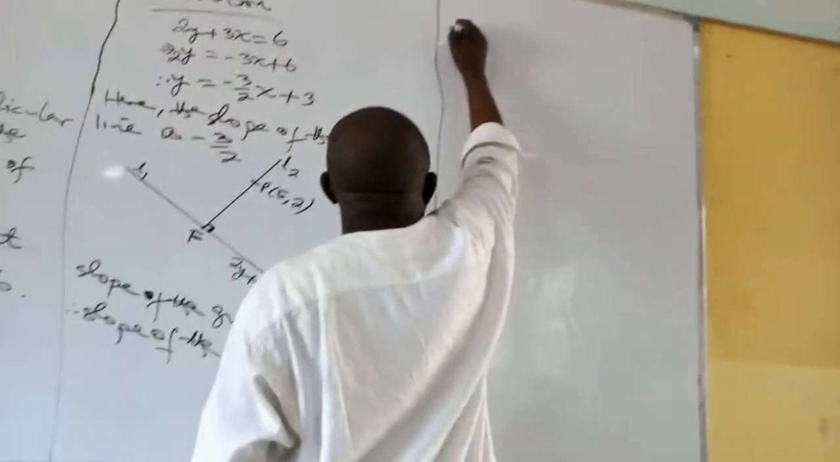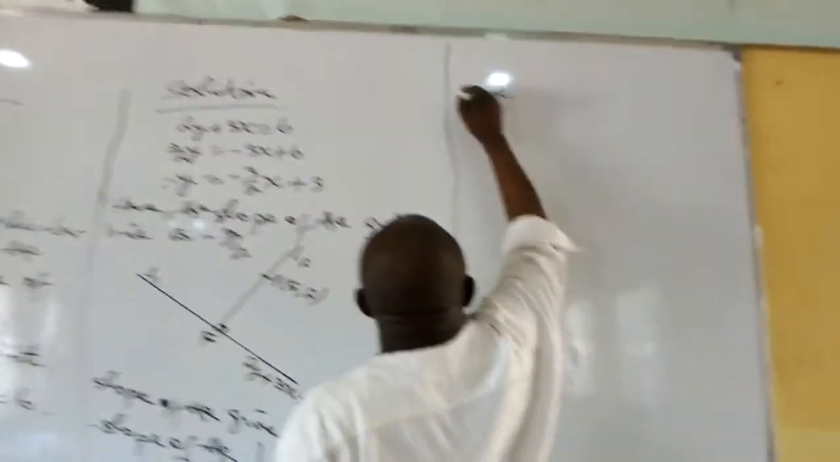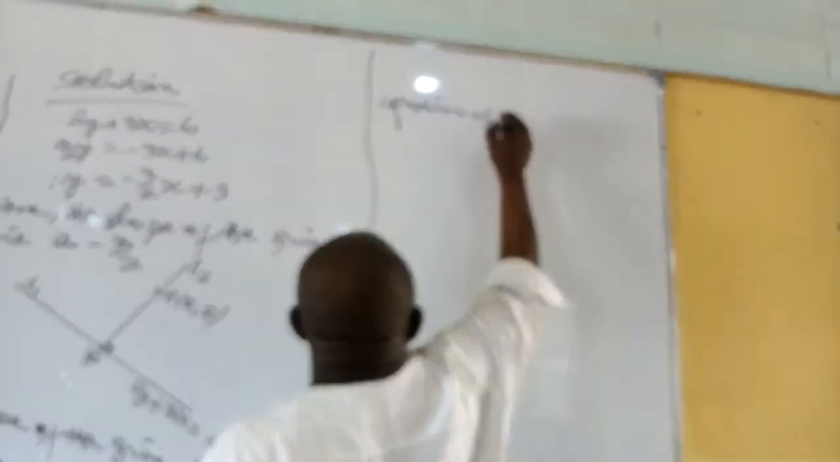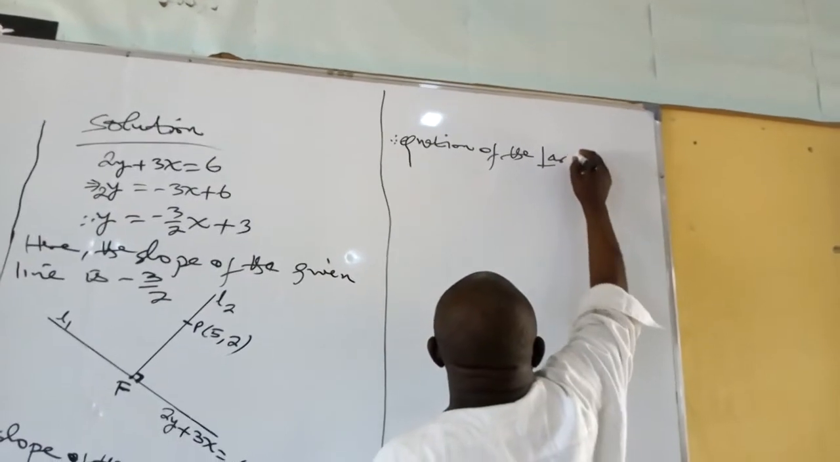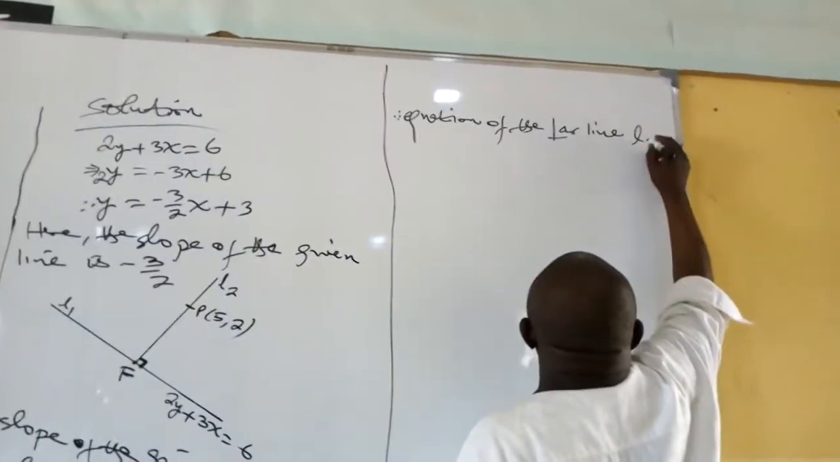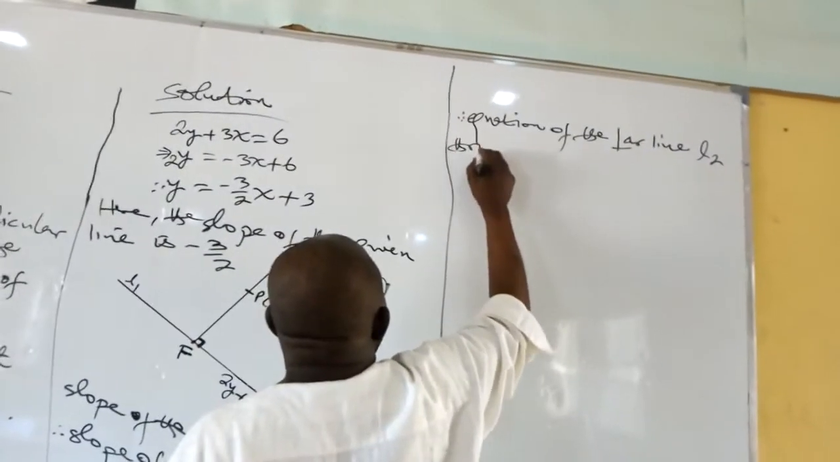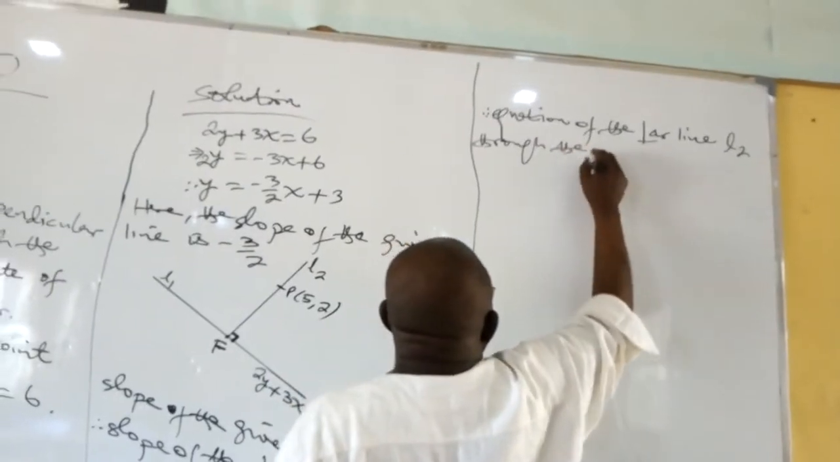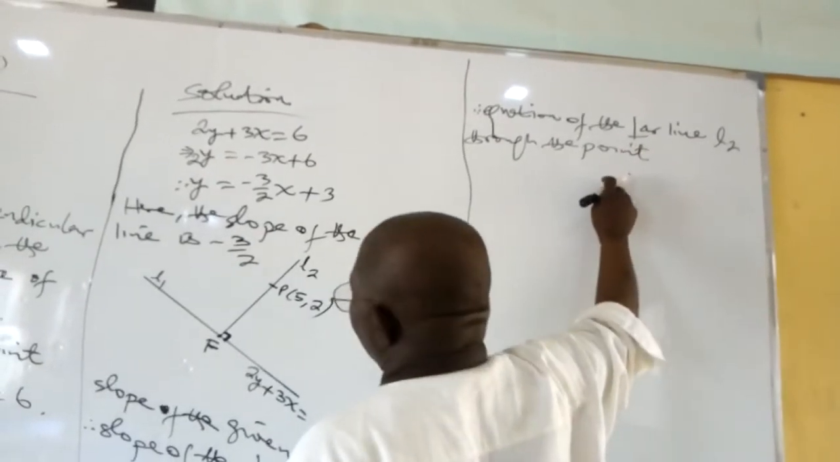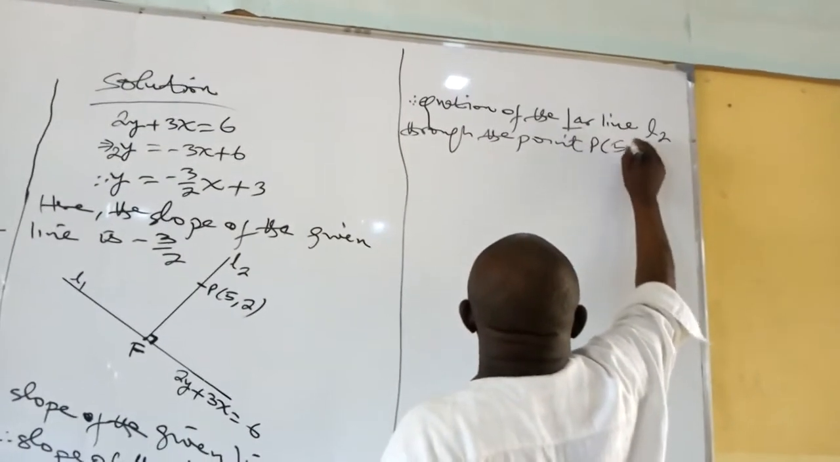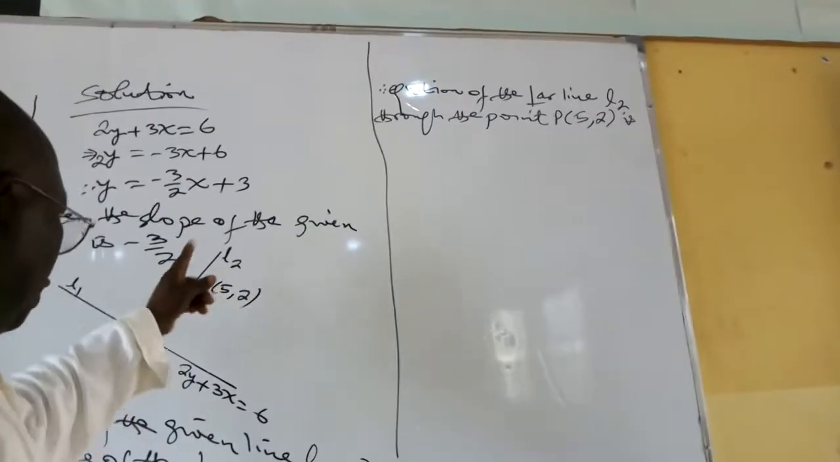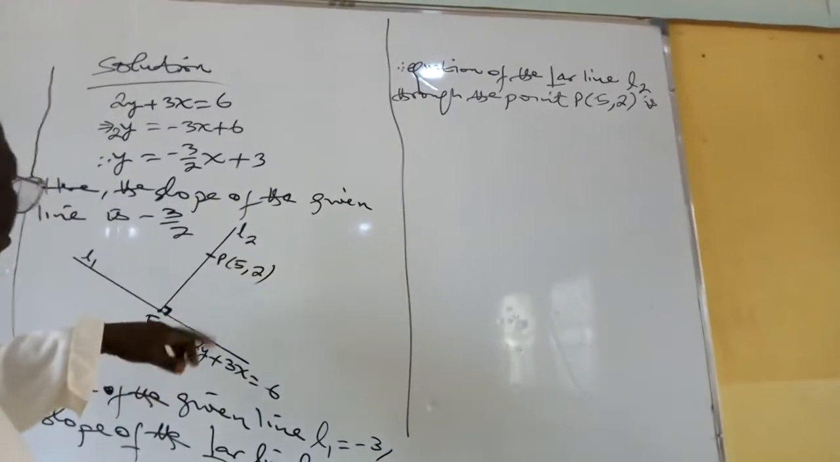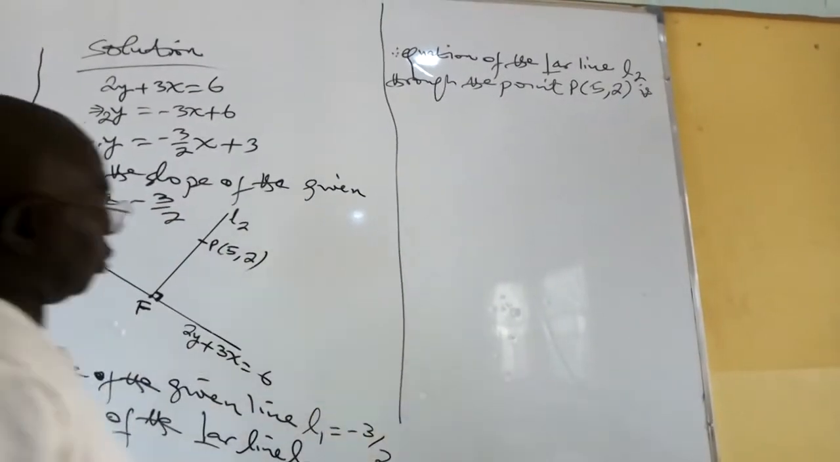Therefore, the equation of the perpendicular line L2 through the point P(5, 2) is, we use the point slope form, in the sense that we know the slope of the perpendicular, which is 2 over 3, and we know the coordinate of a point on that line.